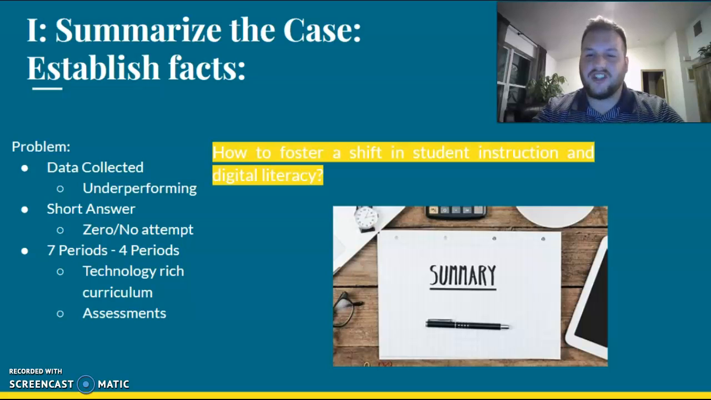And the big question is, how to foster a shift in student instruction and digital literacy. So how can the administration in this case shift what that instruction looks like, and how can they use digital literacy and technology resources as a shift or as a supplement in making that shift.